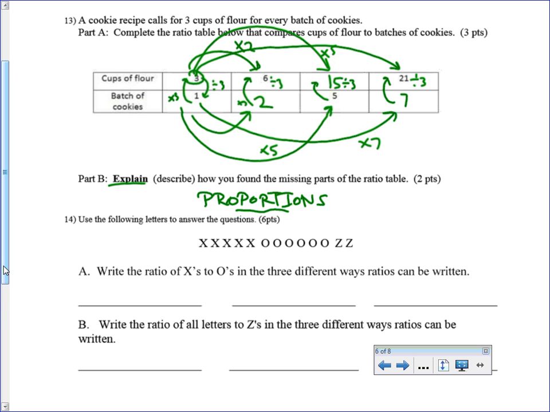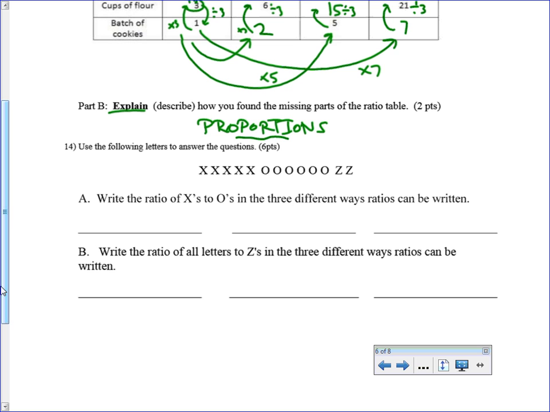All right, use the following letters. Write the ratio of X's to O's. I count 5 X's and 6 O's. Ratios can be written in 3 different ways. My favorite way is just with the word to, 5 to 6. Some of you like the digestive system in science, so you use the colon, 5 to 6. It can also be written as a fraction, but I do not like that because it's confusing.